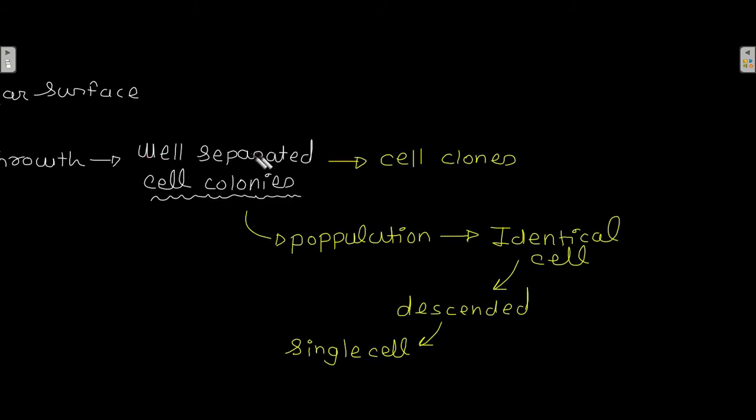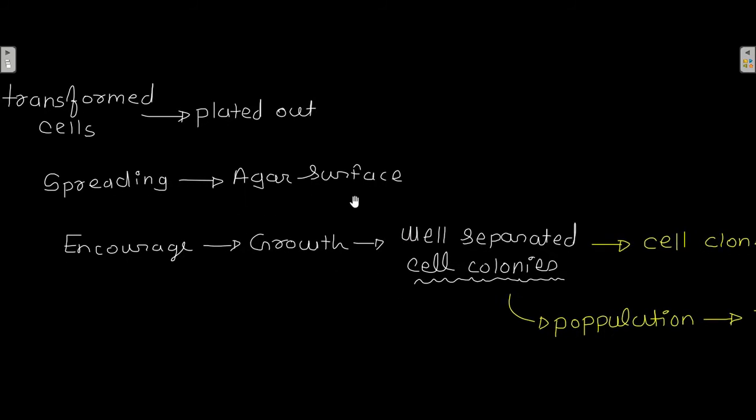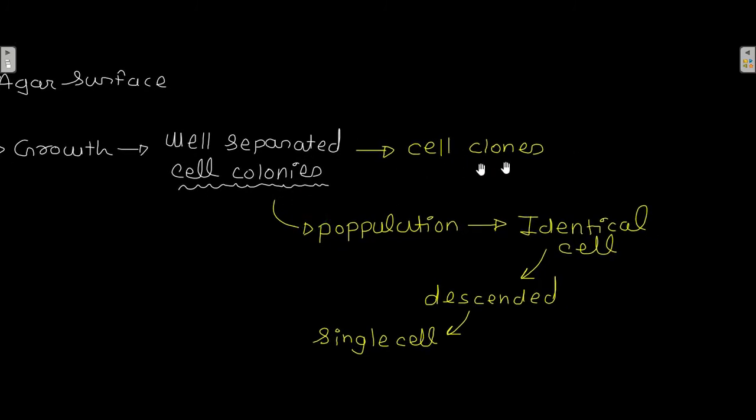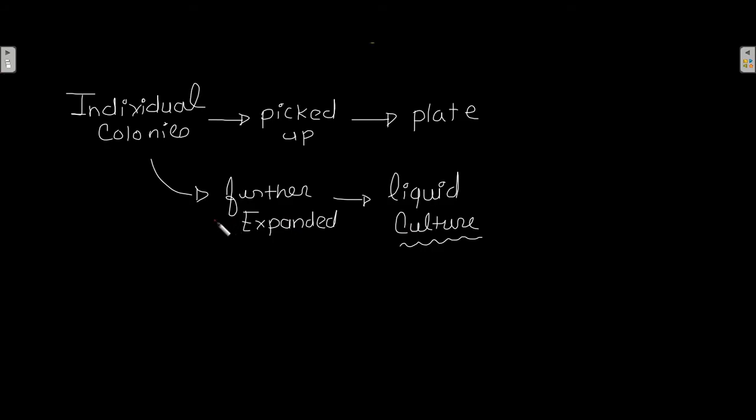These well-separated cell colonies are known as cell clones because they are populations of identical cells which have descended from a single cell. In the next stage, the individual colonies are picked up from the plate, and those individual colonies are then further expanded in liquid culture.